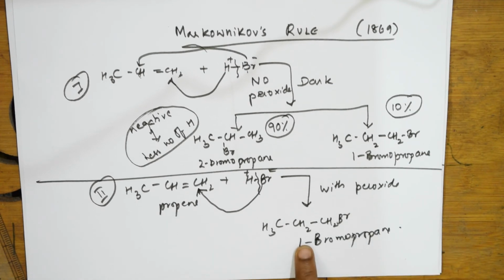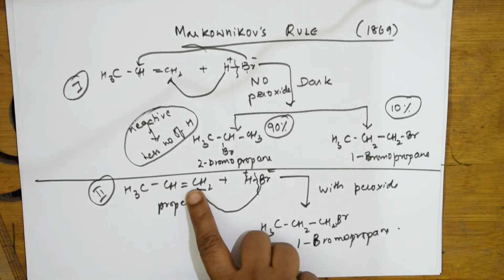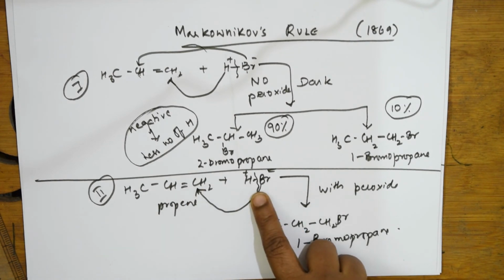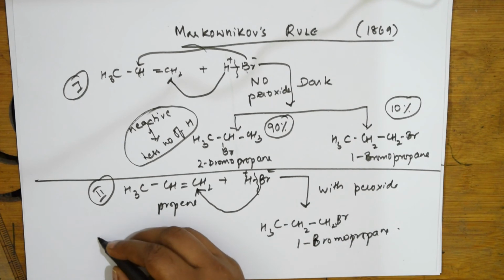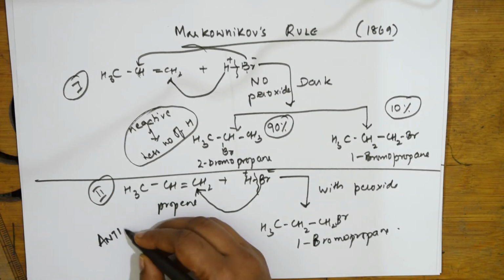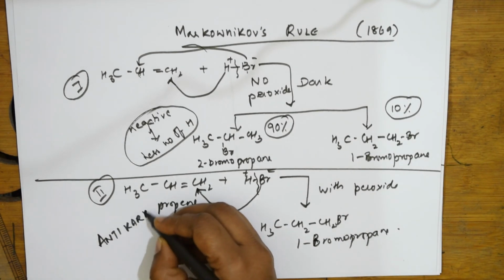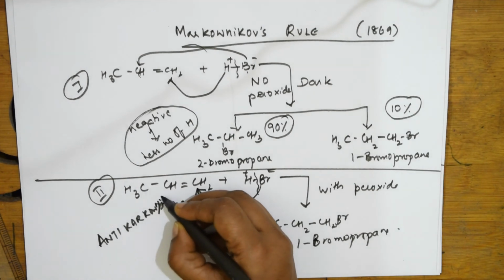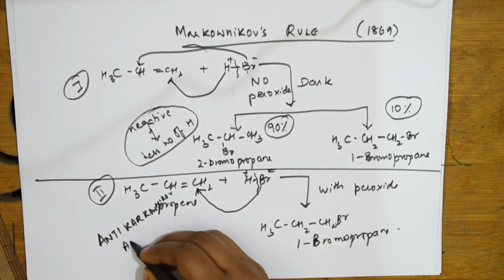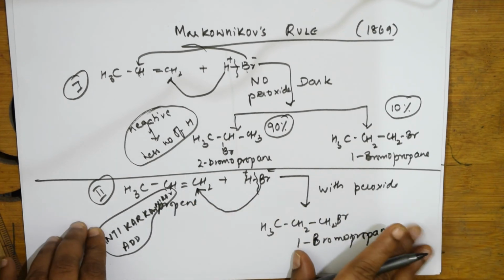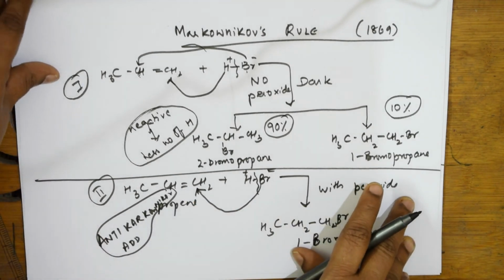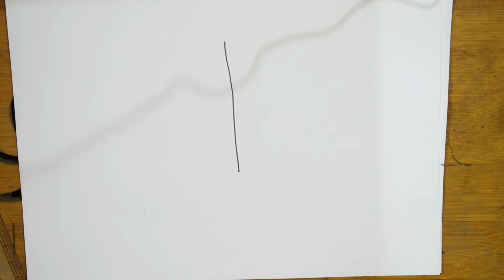Now this rule where you take an unsymmetrical alkene, you add HBr in the presence of a peroxide, this is called anti-Markovnikov's rule. Anti-Markovnikov addition. Okay, now let me summarize what I said just now. Let us take a page which has lines already. So what should you remember?